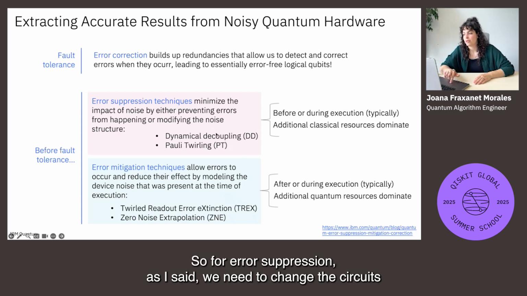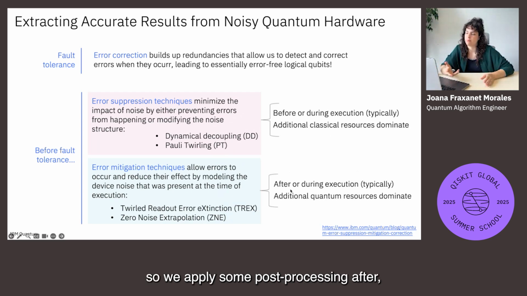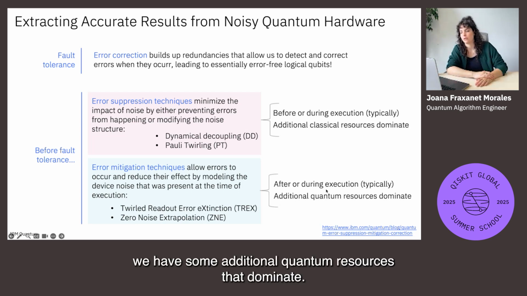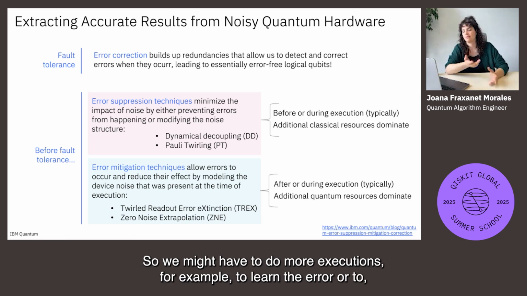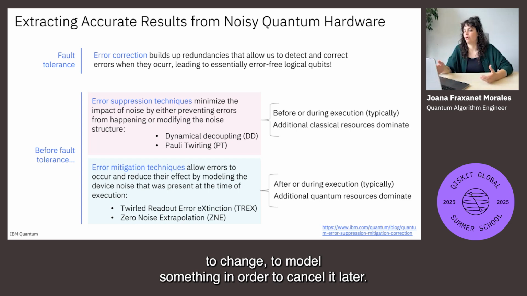So for error suppression, as I said, we need to change the circuits before. And for error mitigation, we don't change the circuits, but we apply some post-processing after. And sometimes, and most of the times, we have some additional quantum resources that dominate. So we might have to do more executions, for example, to learn the error or to model something in order to cancel it later.